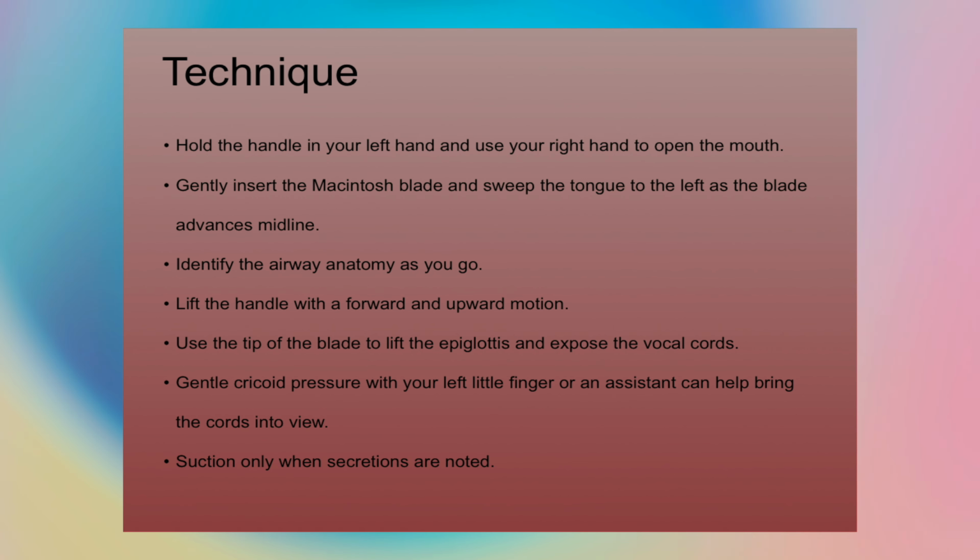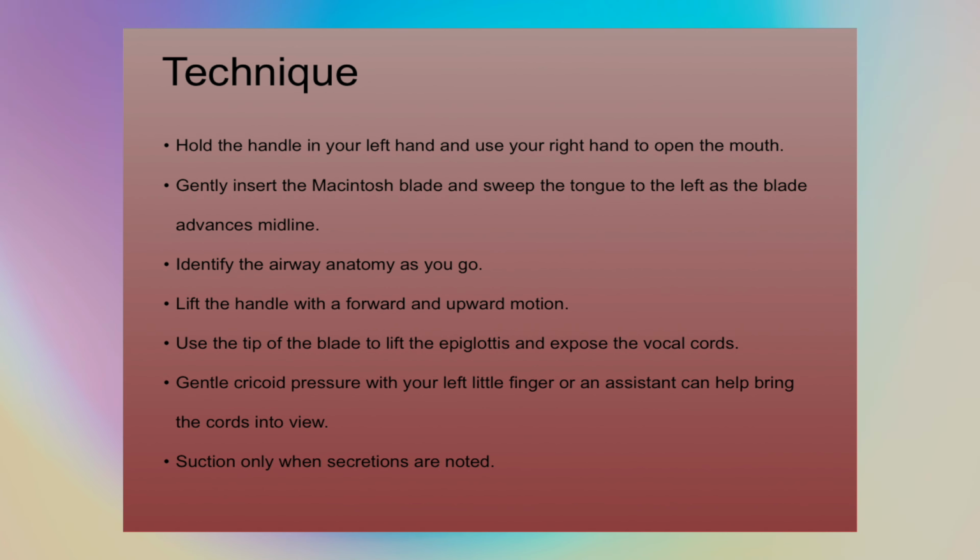We typically are going to use a Miller blade in neonatal and pediatric intubations because the way their anatomy is set up, it's easier to use the Miller blade and move the epiglottis out of the way. The epiglottis in neonatal patients is a little bit larger compared to their airway, and it's also more floppy. So the Miller blade really helps move the epiglottis out of the way so we can see the glottic opening.